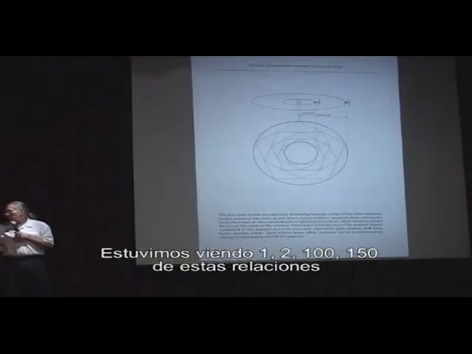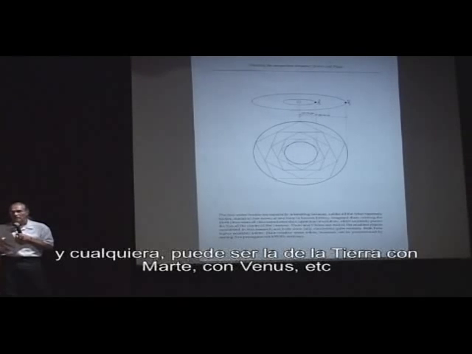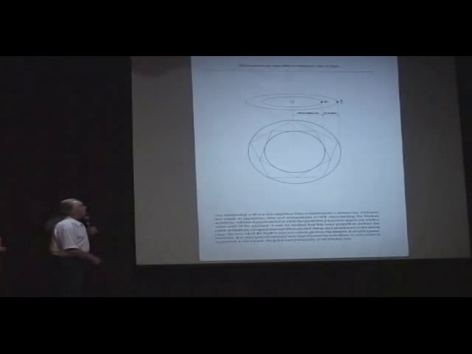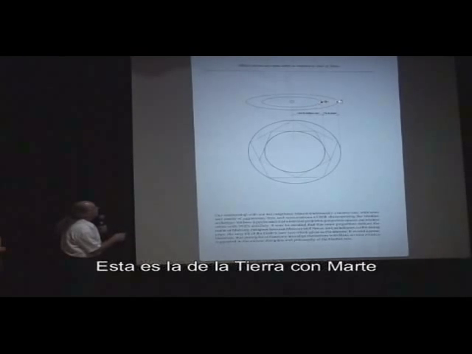But when you start looking at first 1, then 2, then 50, then 100, then 150 of these relationships, they're all that way. Anything you can think of, any relationship between, say, the Earth and Mars, the Earth and Venus, or Earth and Mercury, it's already been worked out. They're all there, every single one of them. This is another simple one here. This is the relationship of Earth to Mars.